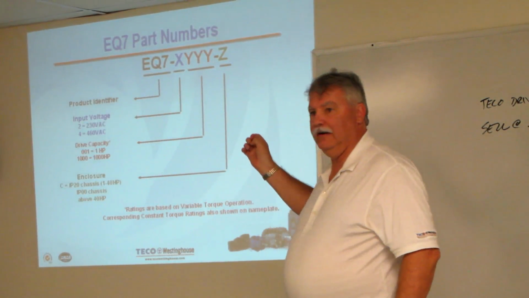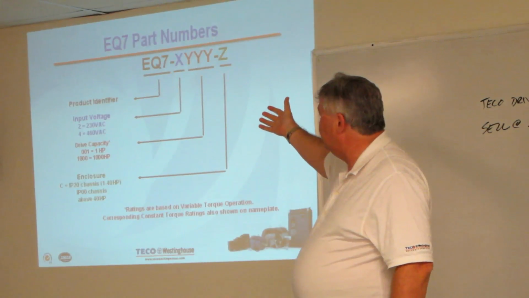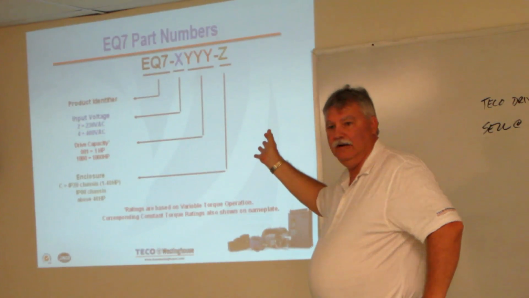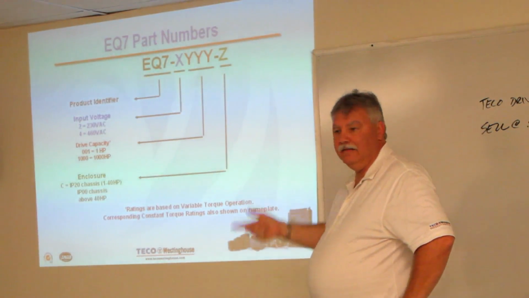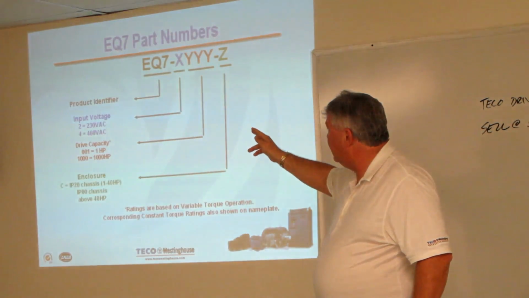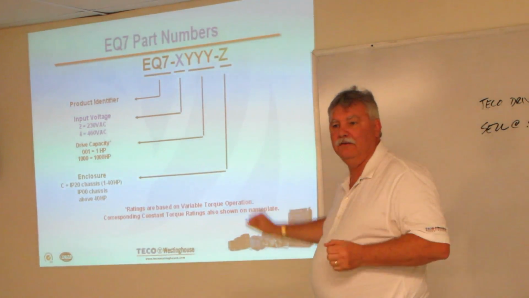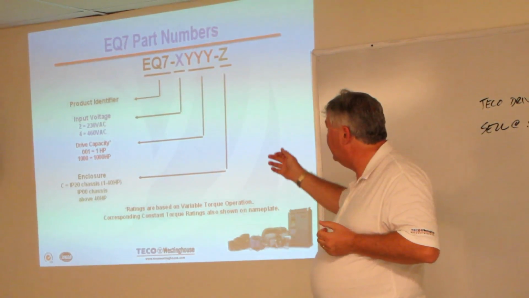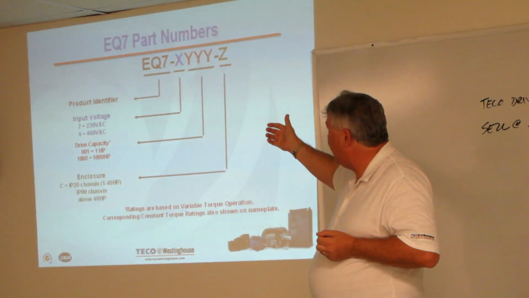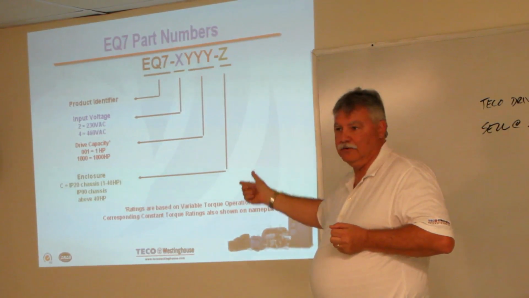This is just in case you're out in the field and you wanted to identify the drive for somebody. This would give you an idea of what it is, what the ratings are. I mean, this is going to be in your manual here, but I thought it's kind of pretty simple. The EQ7 is always on there as the product family identifier. Then the voltage, and then the drive capacity and horsepower, and then the type of enclosure we have here.